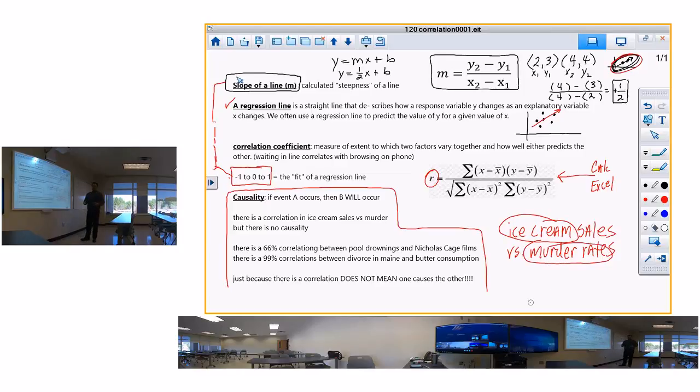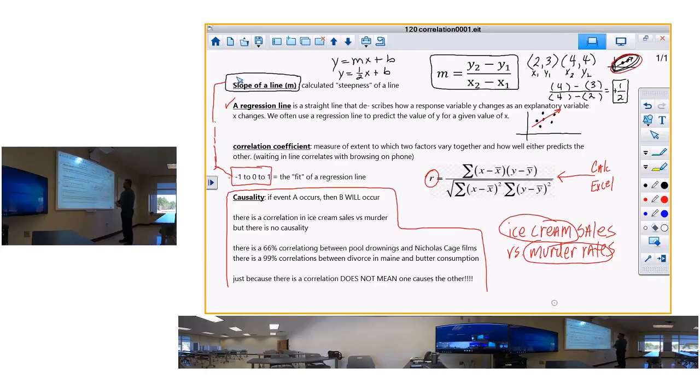There's no causality there. But you can say there is a causality between temperatures and the correlation of ice cream sales and murder rates. So that's the difference between slope, which is a calculated steepness, and a regression line, which is that mathematical line placed between data points to get some kind of prediction. And that's what this does.